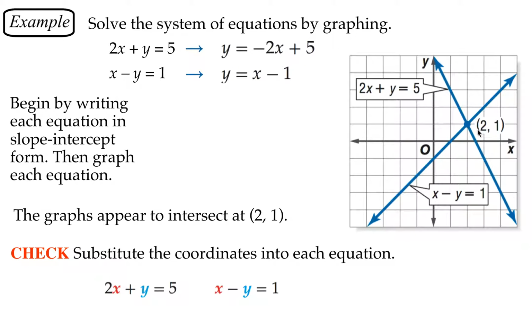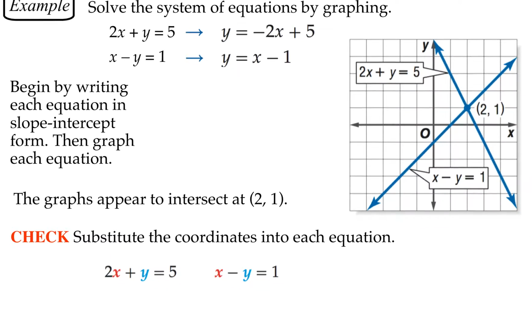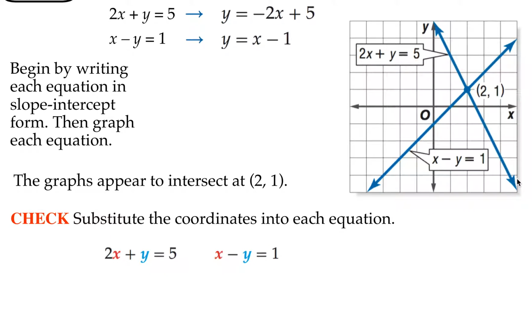You can use your graphing calculator to help you with that. And then what we're going to do to check that is we're going to go ahead and substitute those two values, x is 2, y is 1, into each equation. So I have the two equations here. When we plug those in, I end up getting 5 is equal to 5 on the first equation, and 1 equals 1 on the second equation, so they both work. I get true statements, so that is definitely the solution to our system.